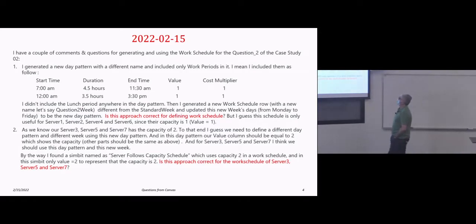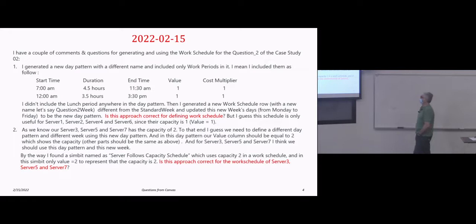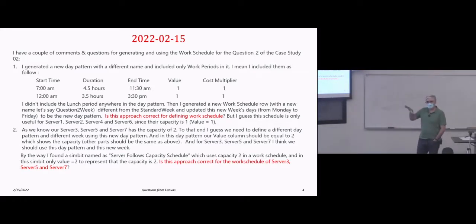One of them is, is this approach correct for defining work schedule? And then the very similar one at the very bottom is, is this approach correct for assigning the work schedule to server 3, server 5, and server 7? So what I would like to see in questions like this is much more detail. Not like, is this the right approach? But I tried it, and here's where I ran into problems, and here's where I used trace, and here's where I used watch, and so on. Just kind of lead along to try to find the problem, and then I'm more than happy to help you with that.